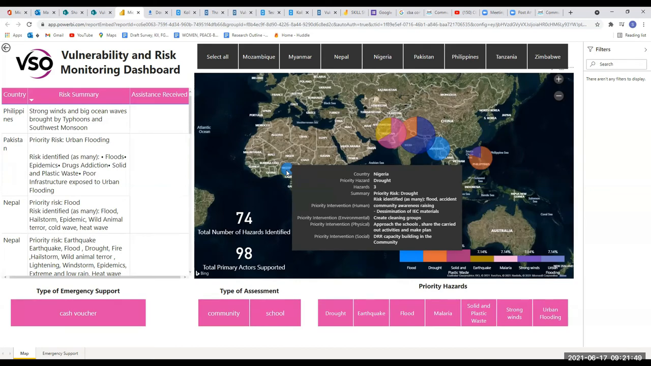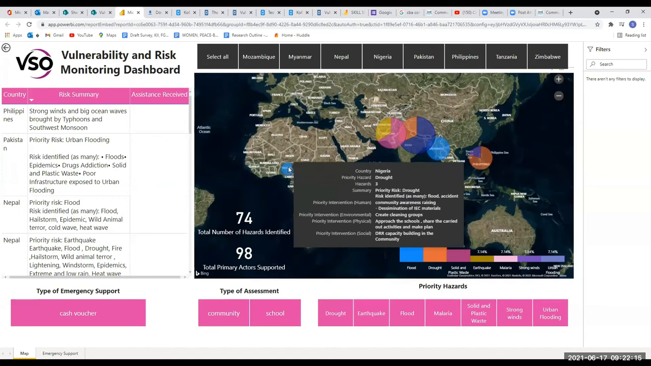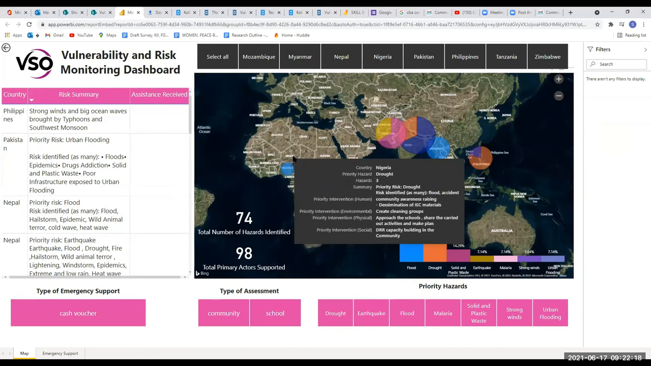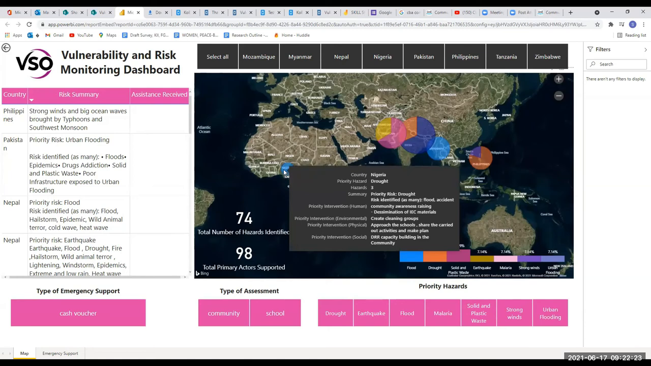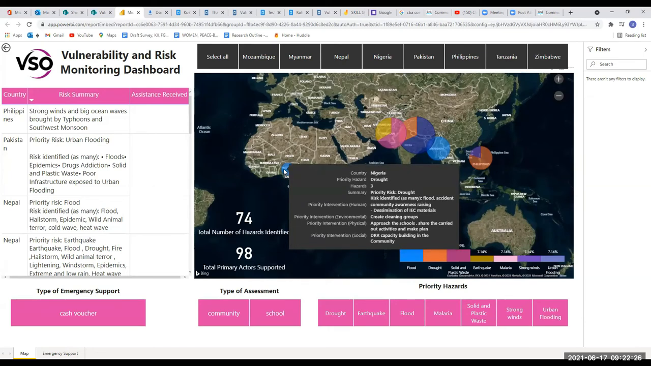And here, the priority interventions that they have identified include community awareness training and dissemination of IEC materials, and these priority interventions are categorized into different components. The components that were mentioned by Ken a while ago: human, environmental, physical, social, and economic. So this is how the data can be summarized in dashboards like this. Apart from this, you can also explore other functionalities of Power BI or open source software that you can use. Yeah. So back to you, Clodagh.